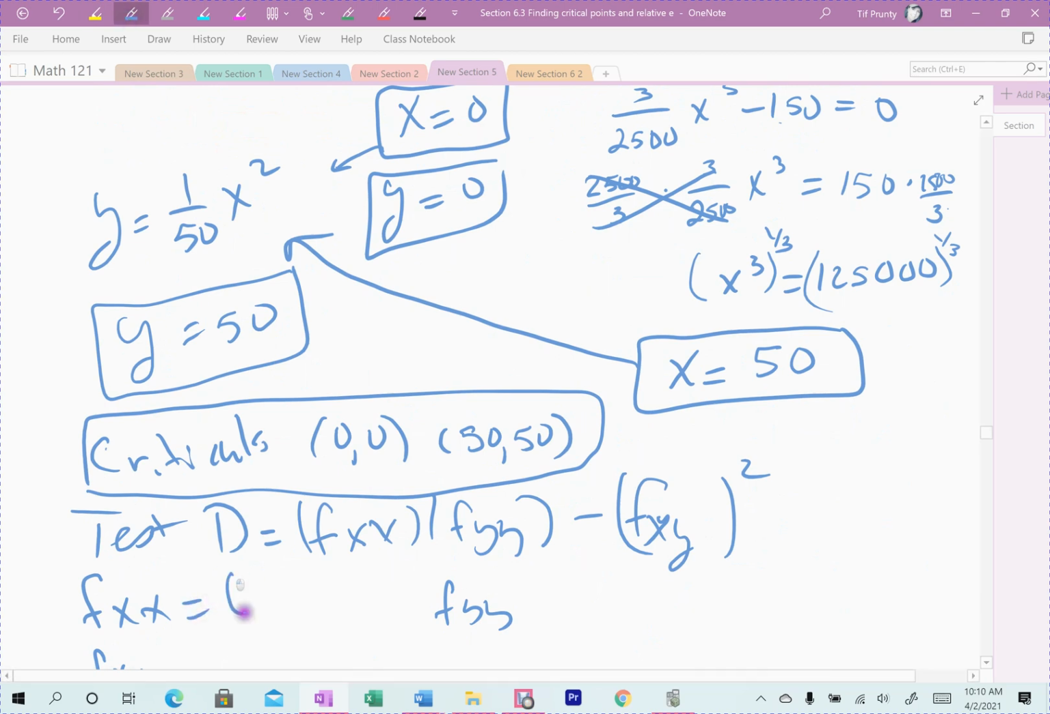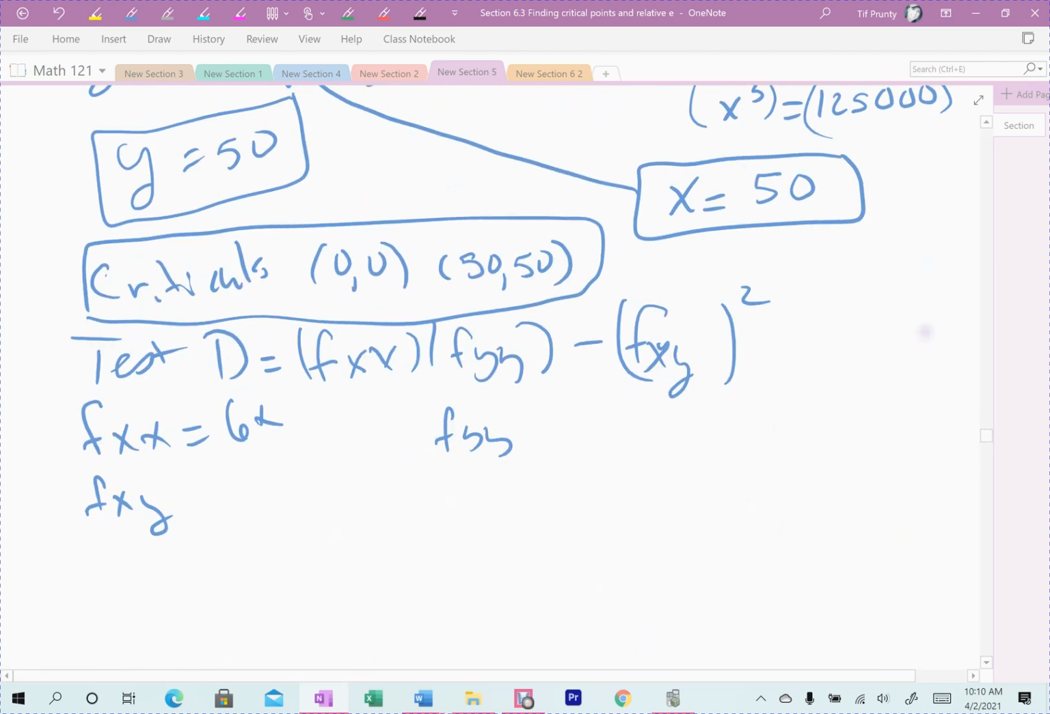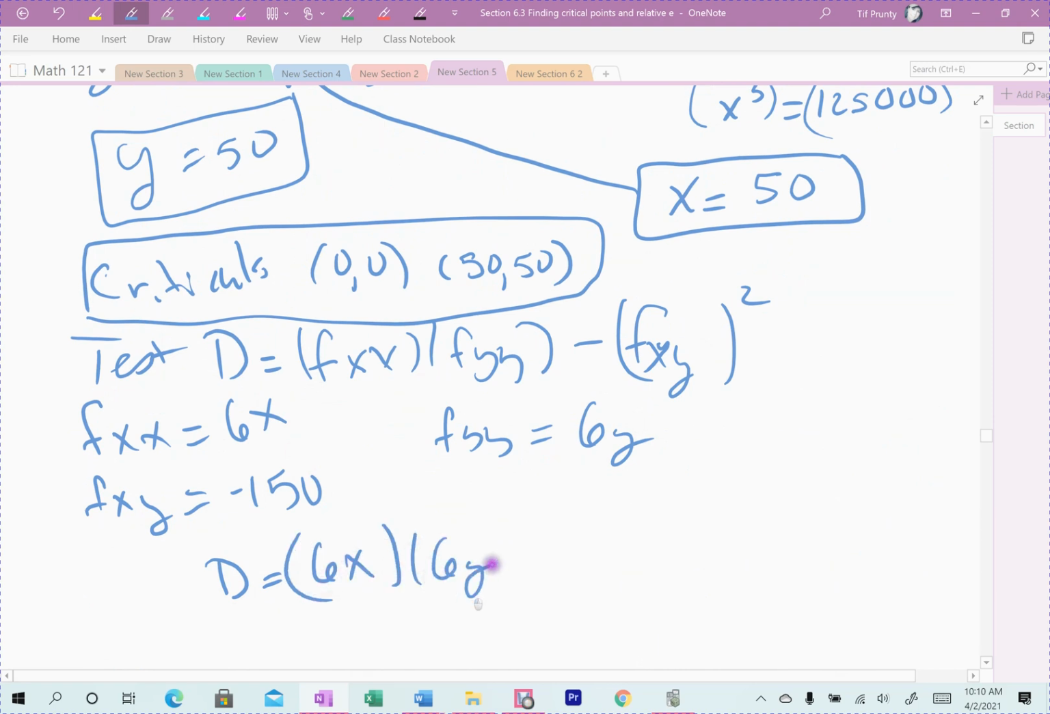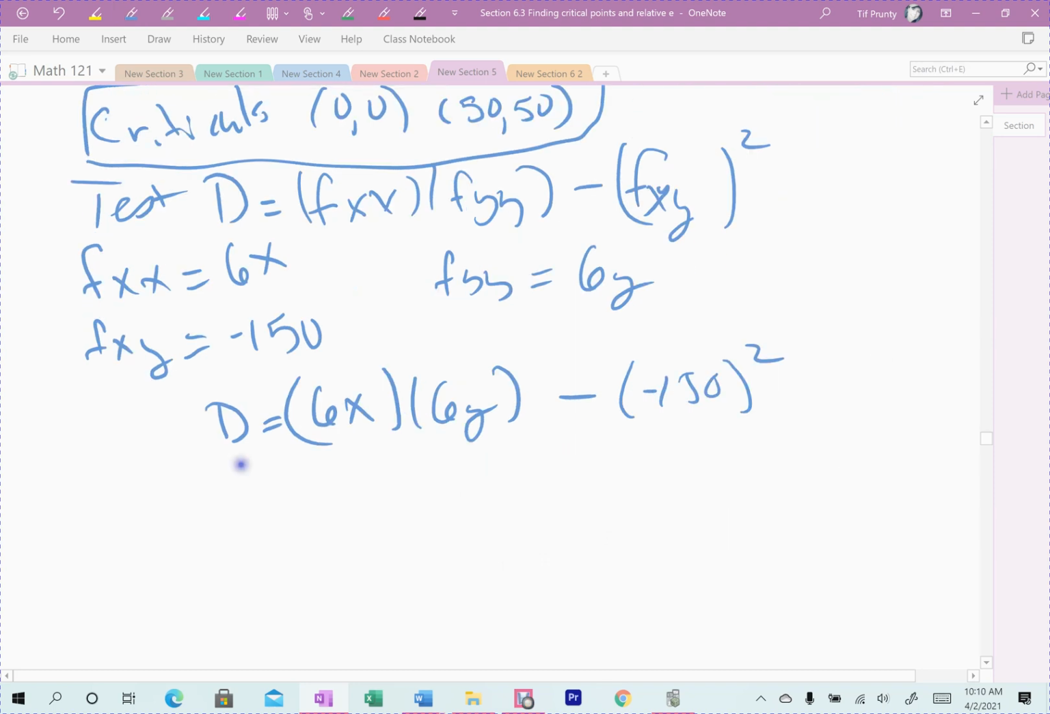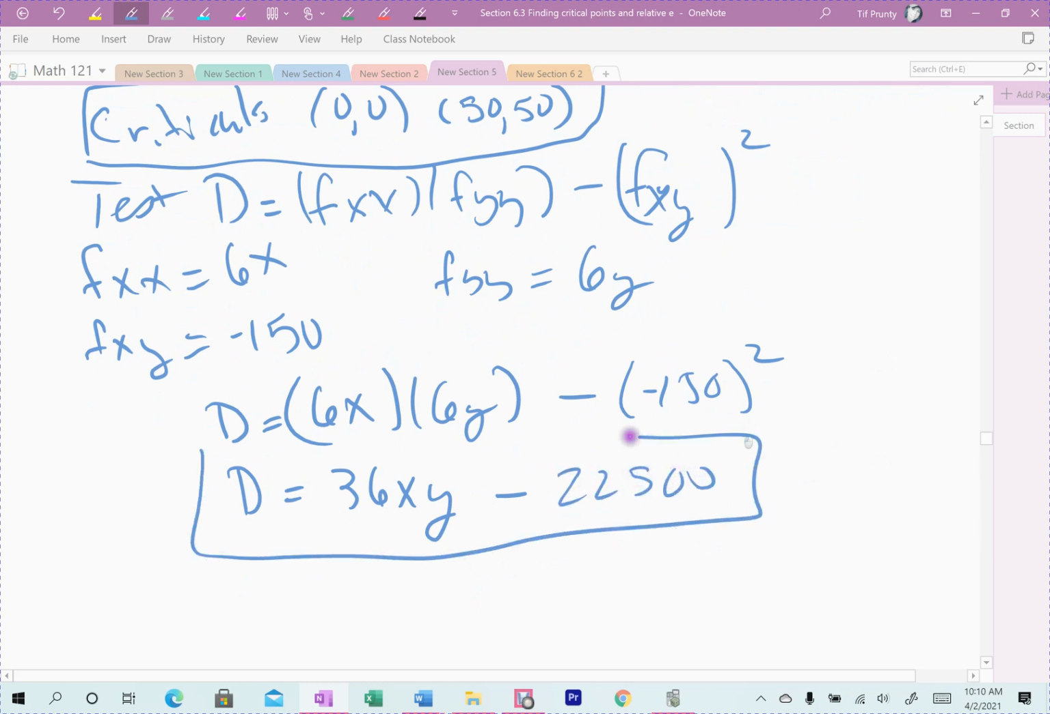So this gives me a 6x. This gives me a negative 150. And for y, if you go look at it, it'll give you a 6y. It gives you the same thing out, but in the y direction. Alright, so my D formula is 6x times 6y minus a negative 150 squared. If I simplify that, that's 36xy minus 150 squared, which comes out 22500. So there's my D expression.